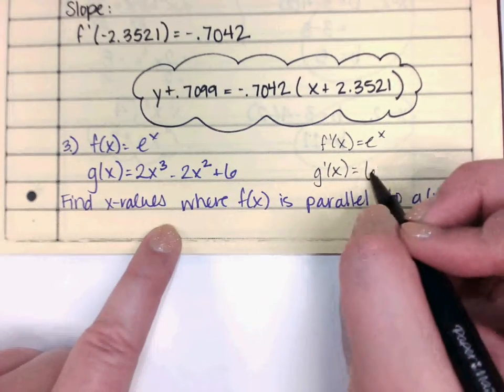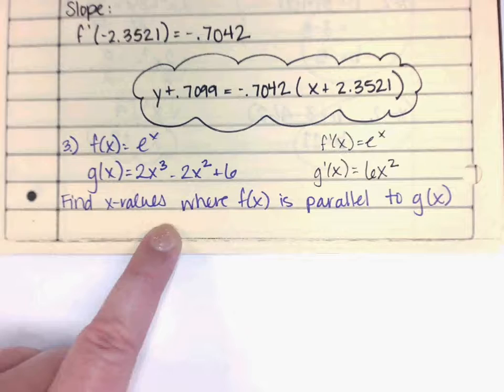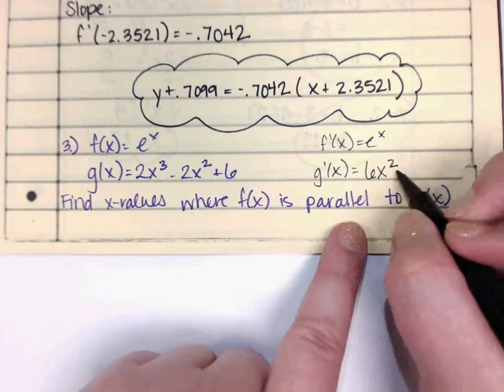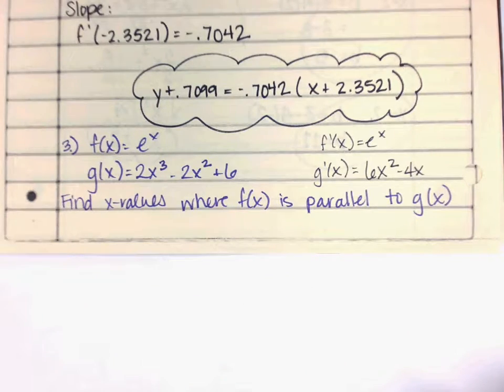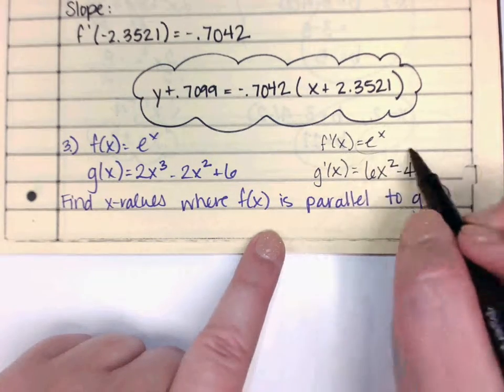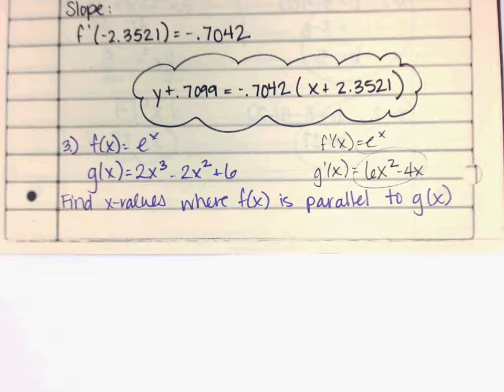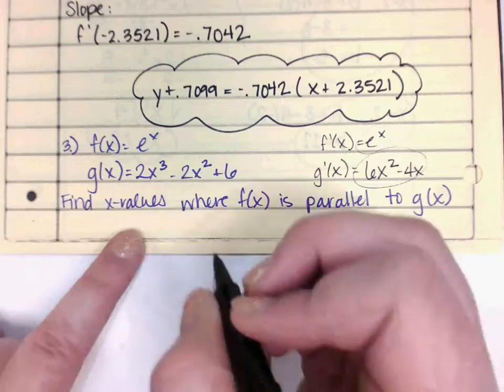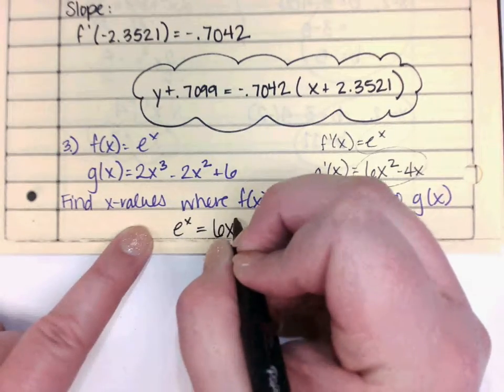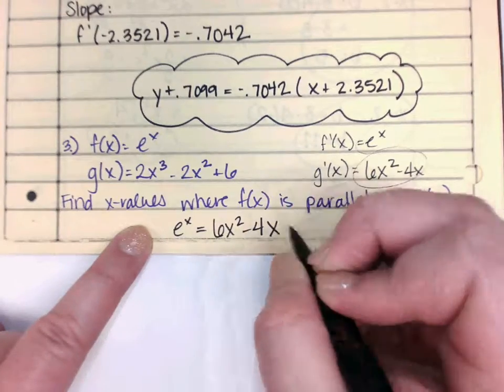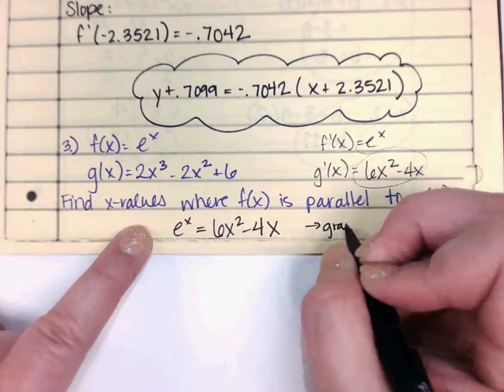Okay, 6x squared. Next term? Minus 4x. Next term? Goes away, right? Because it's a plus 6, so the derivative is 0. From there, you're taking these two guys, setting them equal, first on your paper, then in the calculator to find where they cross. So, e to the x equals 6x squared minus 4x. Then you're going to graph and solve.